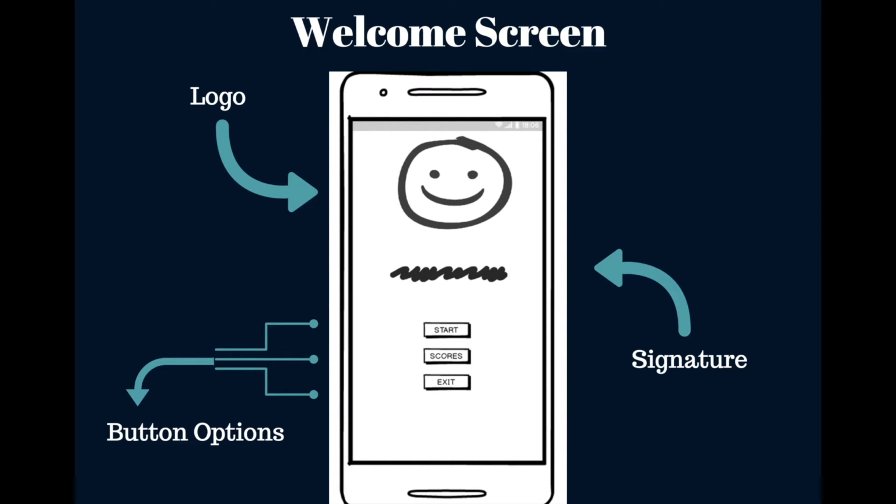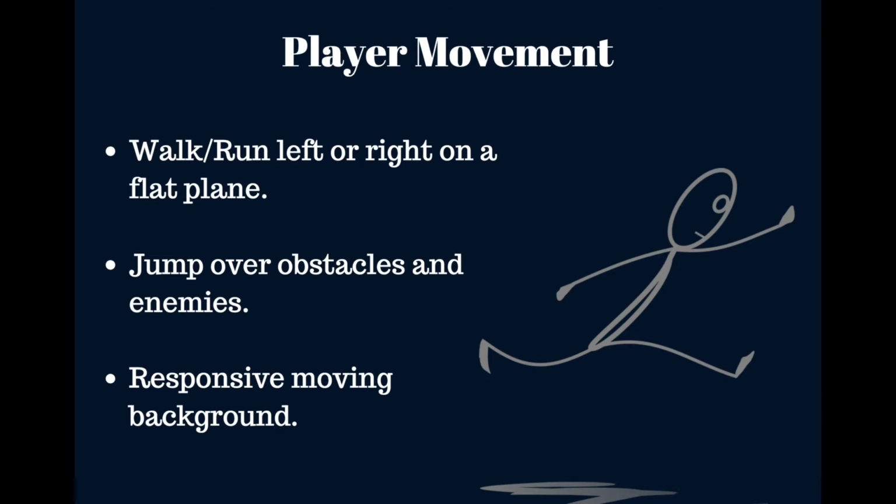The game's initial screen will be a designed logo with buttons. The buttons will include one for starting the game, one for checking previous scores, and another for exiting the game. This screen will also be accessible from inside the game by pressing the back button on the device. The start button, however, will be replaced with a pause button in this scenario.